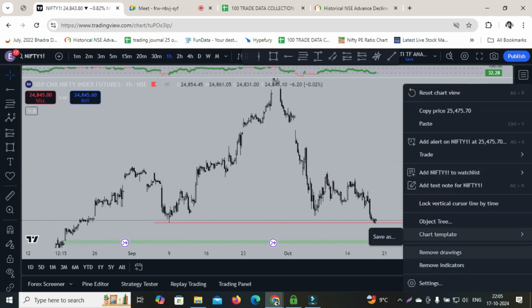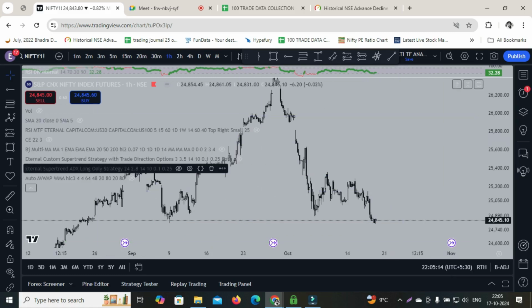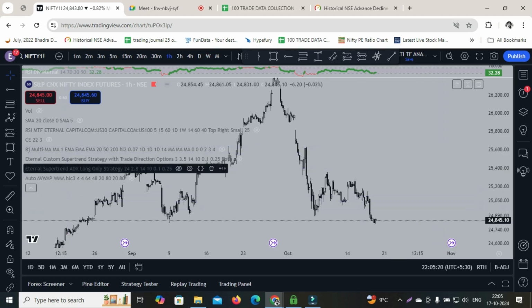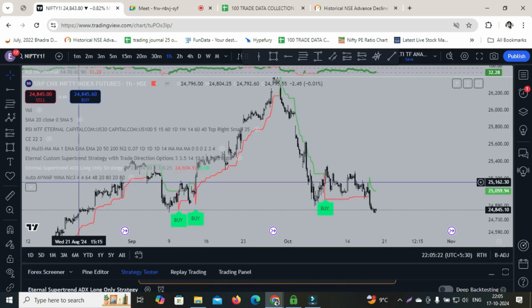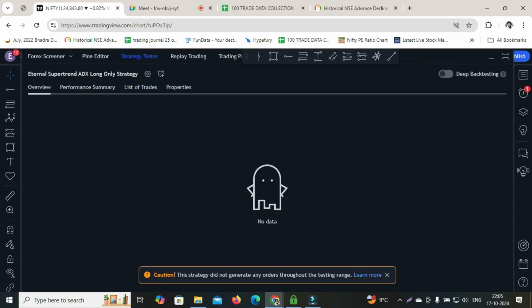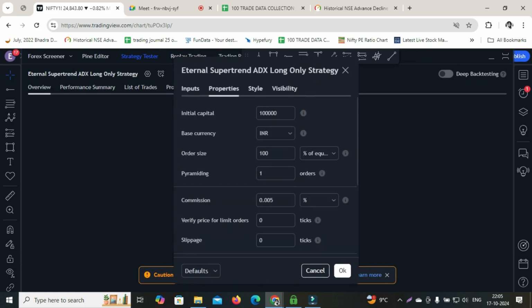So now the idea behind this strategy, I will load the strategy. Firstly, the strategy most of the time is okay. I will share it with you, just a minute. This is the strategy. I need to work on the settings. I think 24, 2.8. Yeah, settings are okay. Then properties.